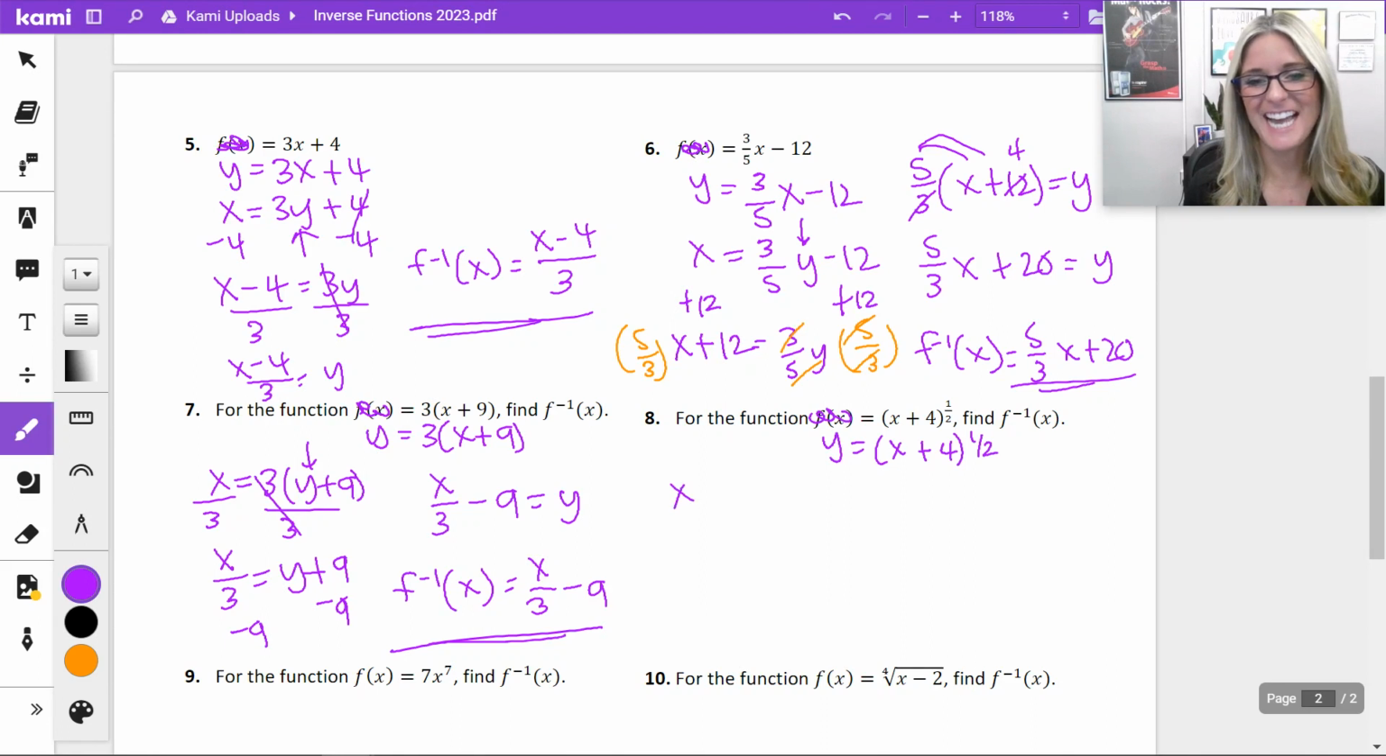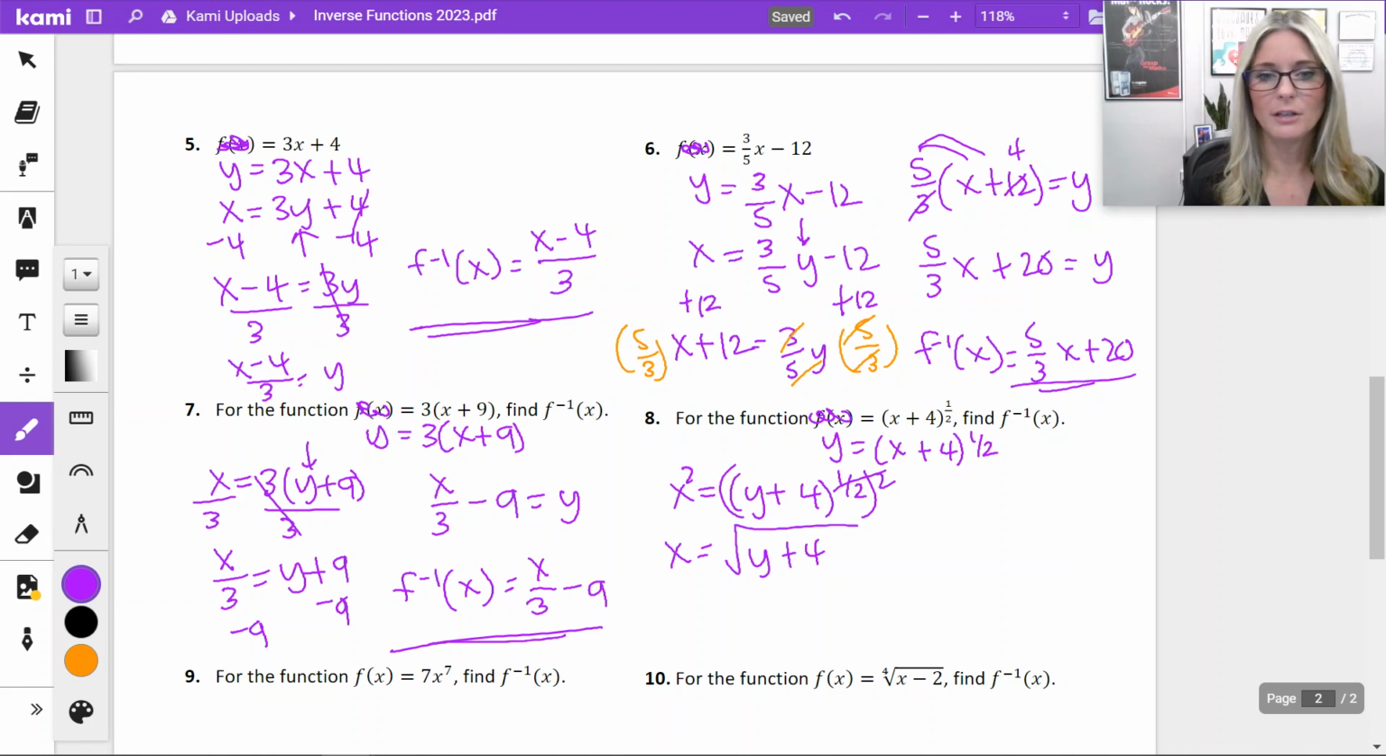Switching my letters and sliding over here a little bit. X equals y plus 4 raised to the 1/2. Now, we've been studying those rational exponents recently, so you should recall that the 1/2 does represent the square root. If you want to write it that way, you could rewrite it as the square root of y plus 4. Or you may recall you could just square both sides to cancel that out.